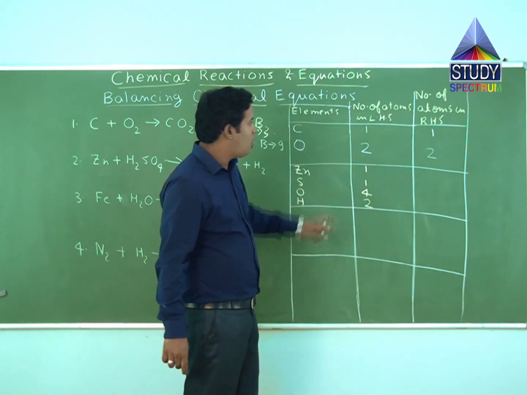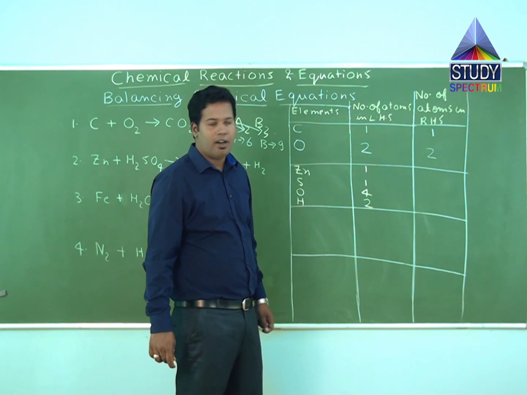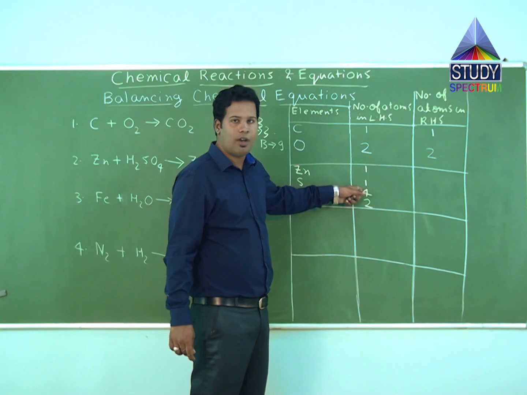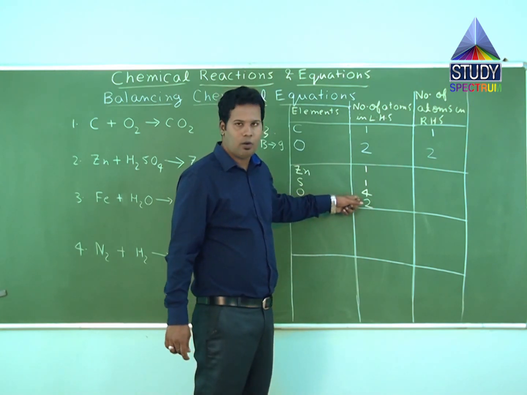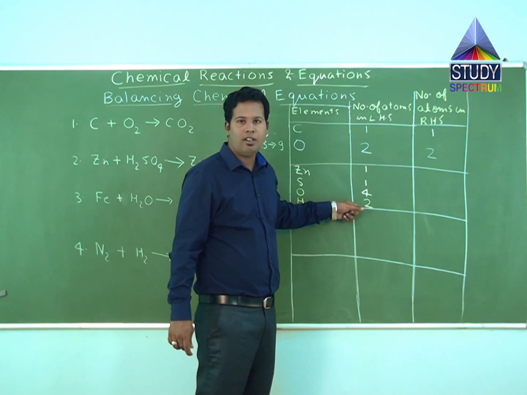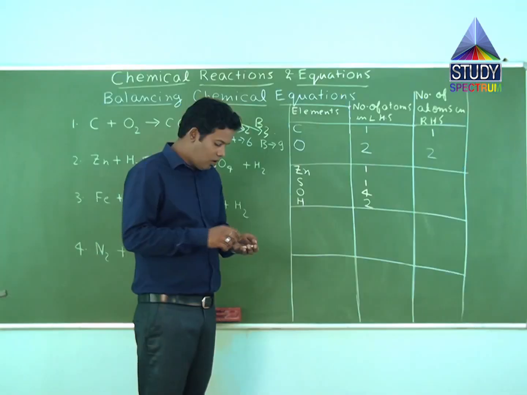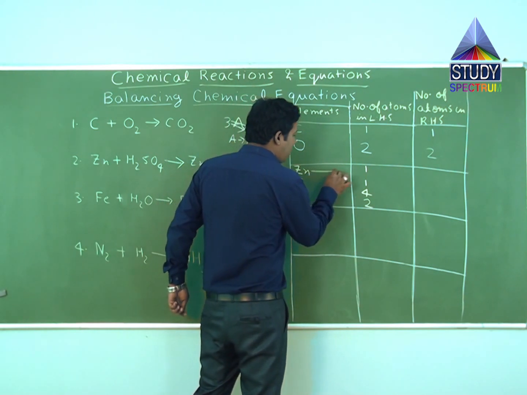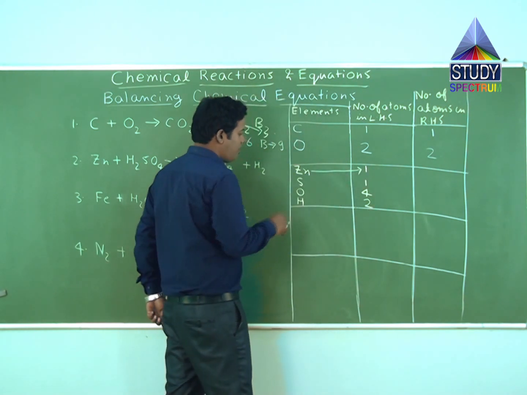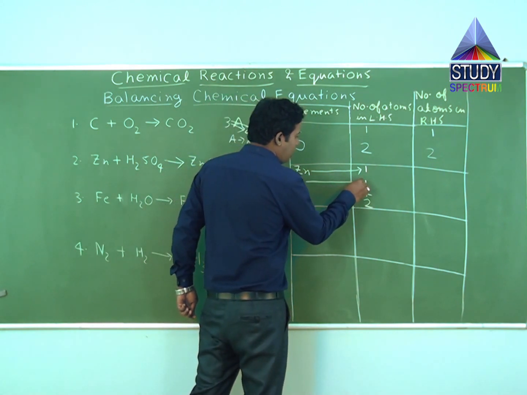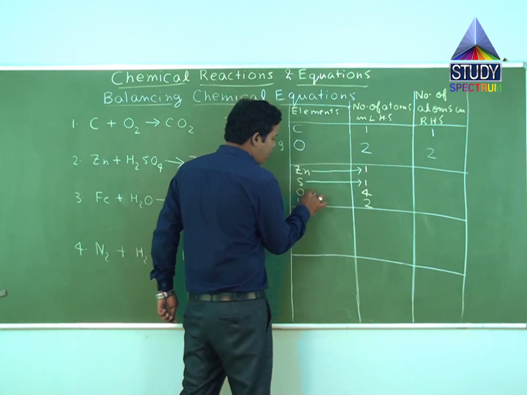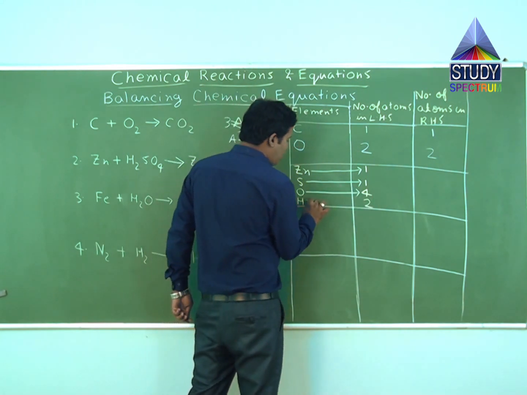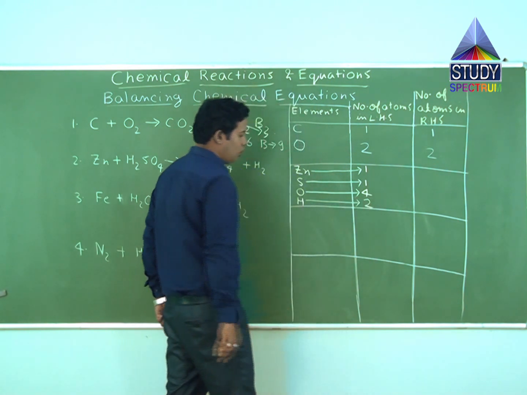Now we have the number of atoms of each element on the left hand side. For zinc we have number of atoms as 1. For sulfur we have number of atoms as 1. For oxygen we have number of atoms as 4, and for hydrogen we have number of atoms as 2. So what we can say is number of atoms of element zinc in LHS is 1, number of atoms of sulfur in LHS is also 1, number of atoms of oxygen in LHS is 4, and number of atoms of hydrogen in LHS is 2.